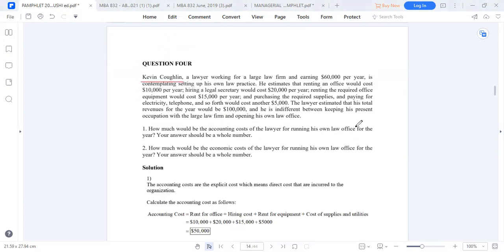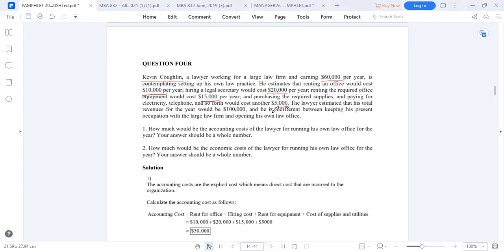Now we're told that Mr. Kelvin is a lawyer who's working for a huge firm and is earning $60,000 per year. Contemplating setting up his own law practice, he estimates that renting an office would cost $10,000, a legal secretary $20,000, that's already $30,000. Renting office equipment $15,000, that is already $45,000. Purchasing the required supplies and paying for electricity, telephone, and so on will cost another $5,000, that is $50,000.